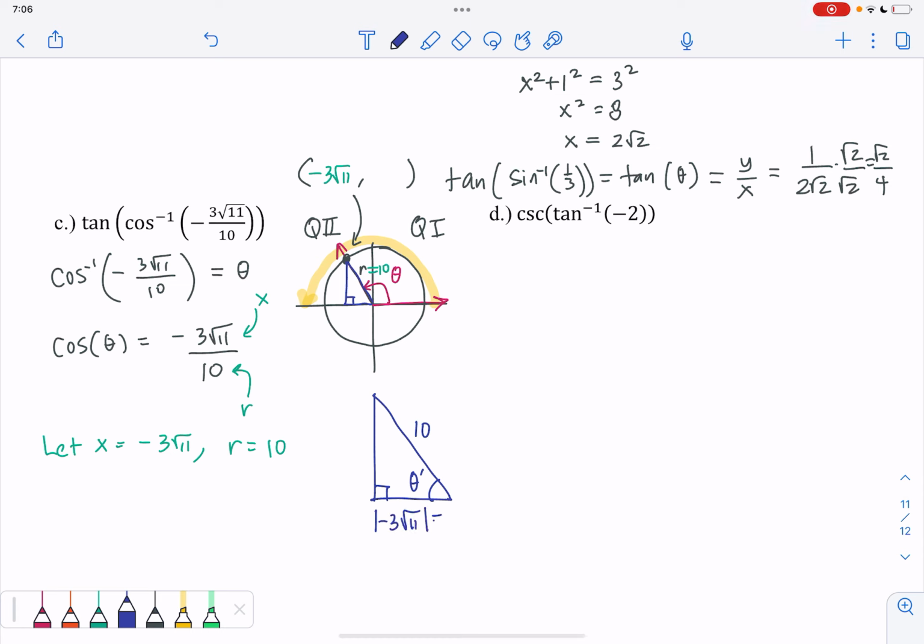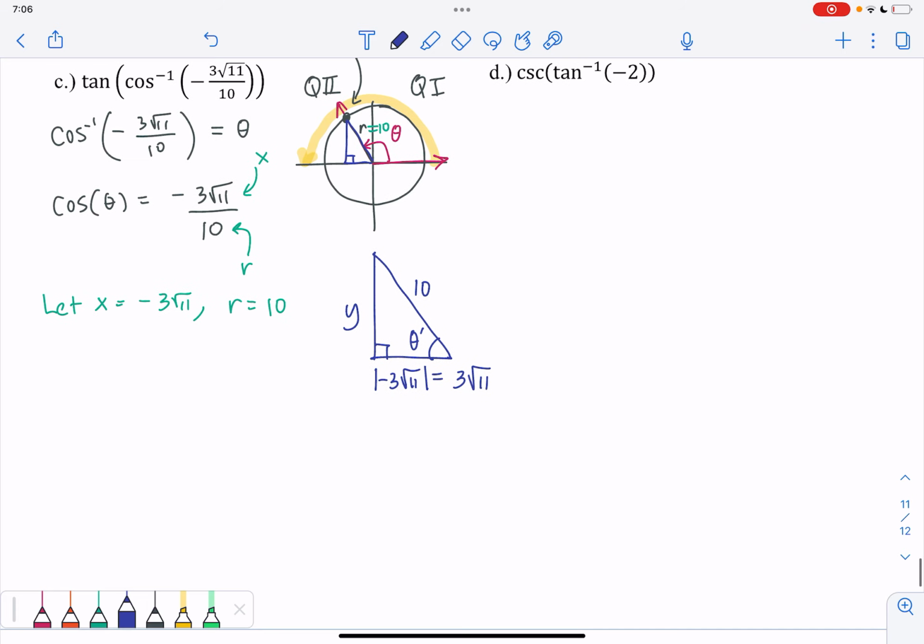That's the x value there, but I know that lengths of sides can only be positive. And then I'm going to solve for the y value, which will need to be positive because I'm in quadrant 2. So I'm going to have y squared plus 3 root 11 squared equals 10 squared.